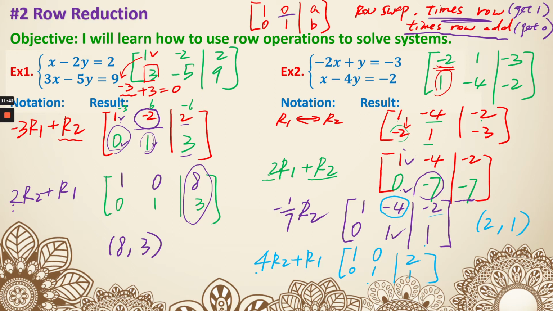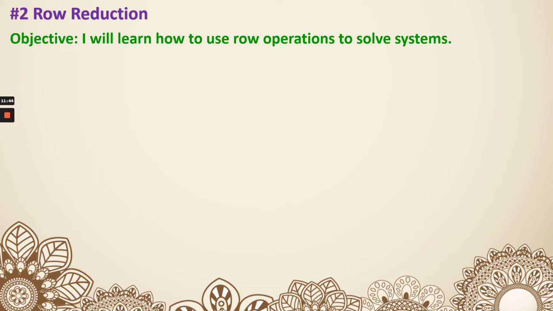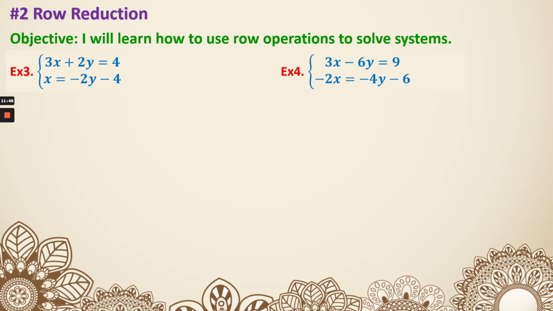That is example 2. Hopefully you are getting the process. So moving on, let's keep going. Example 3, right here. First, for example 3 and 4, before you even start writing the matrices, you might notice my x and y's are not on the same side. So you got to move them to the same side first by adding 2y for this example 3.